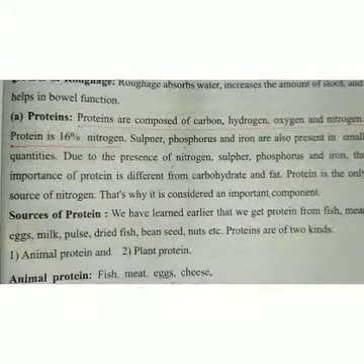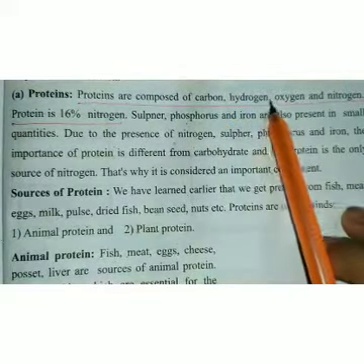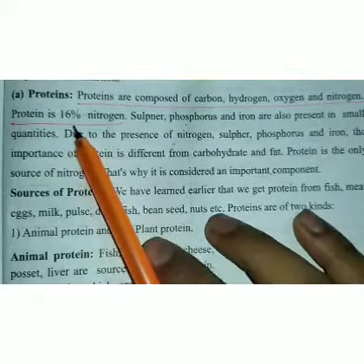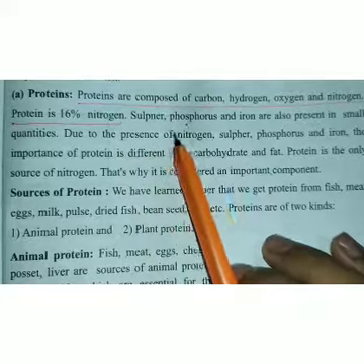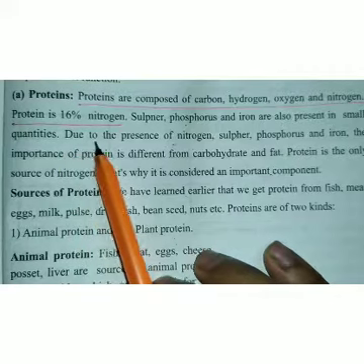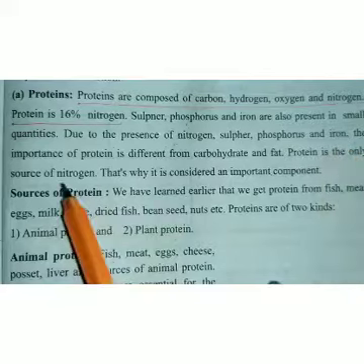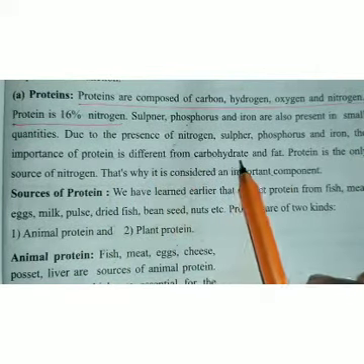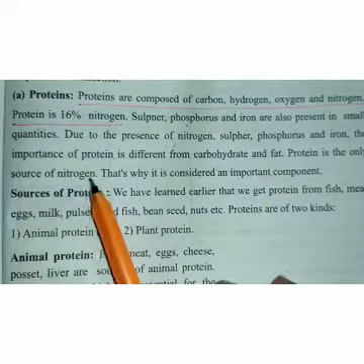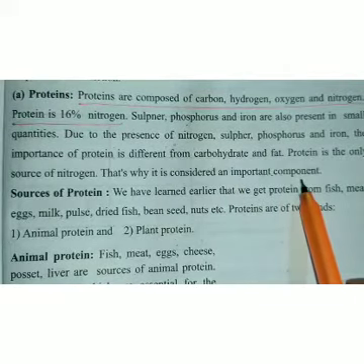First, protein. Proteins are composed of carbon, hydrogen, oxygen and nitrogen. Protein is 16% nitrogen. Sulfur, phosphorus and iron are also present in small quantities. Due to the presence of nitrogen, sulfur, phosphorus and iron, the importance of protein is different from carbohydrate and fat. Protein is the only source of nitrogen. That's why it's considered an important component.